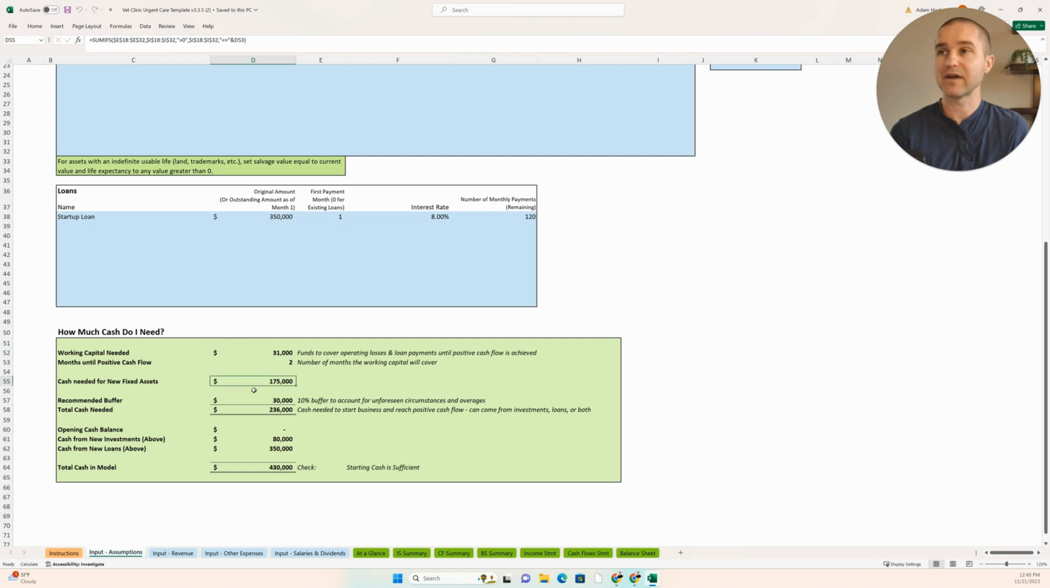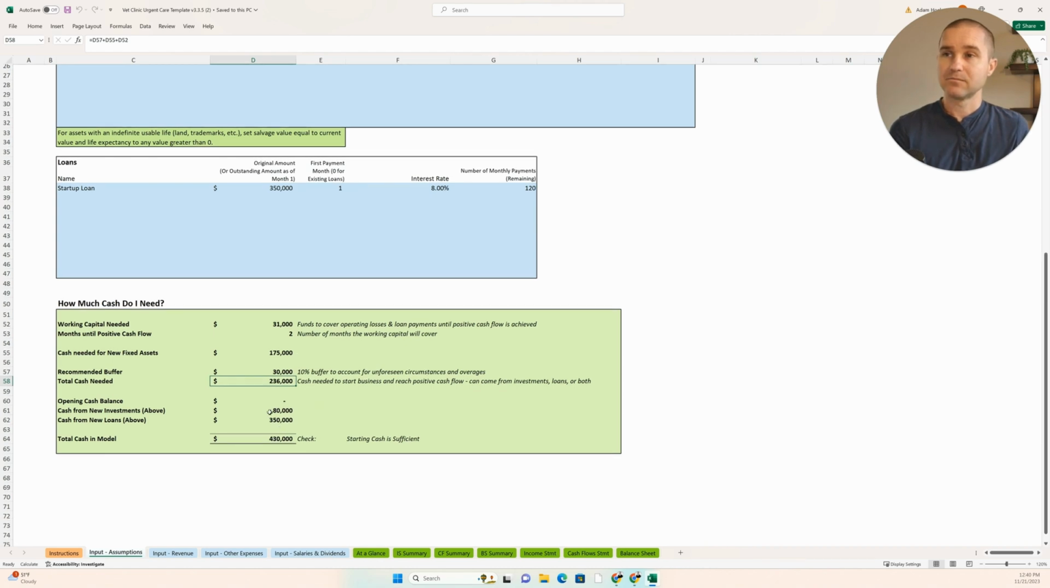You also need $175,000 for these fixed assets. And then it wants you to have a $30,000 buffer for unforeseen circumstances. So that total cash needed ends up being $236,000. But we have $80,000 in investments plus $350,000 in a loan. So we have plenty of cash based on this scenario. And so the model says starting cash is sufficient.